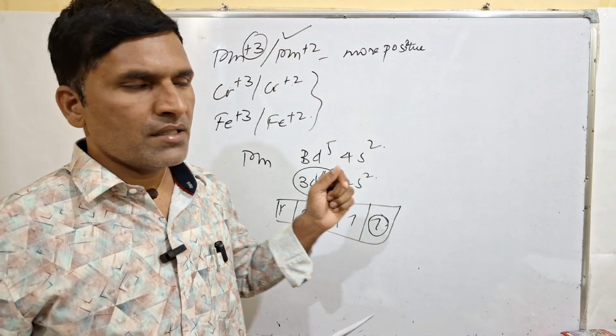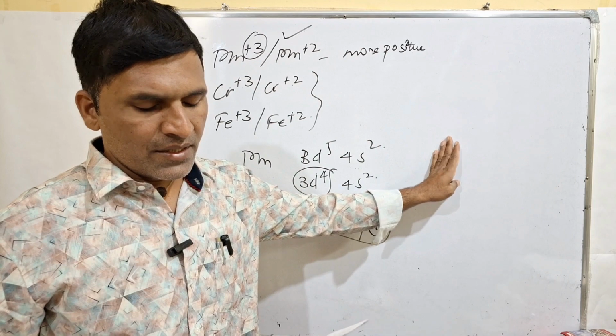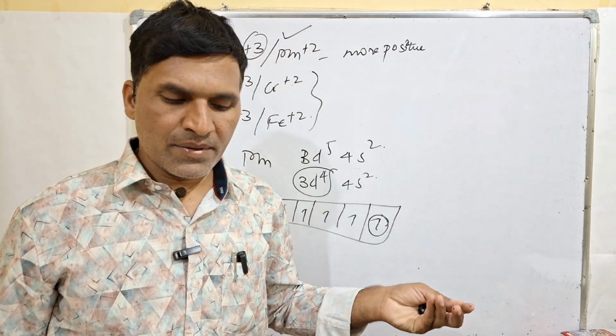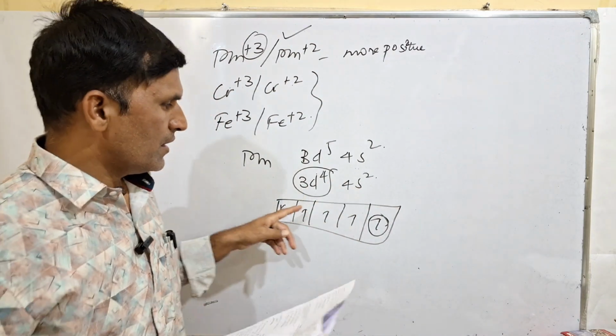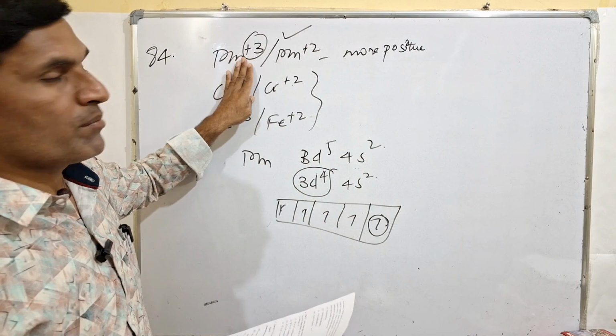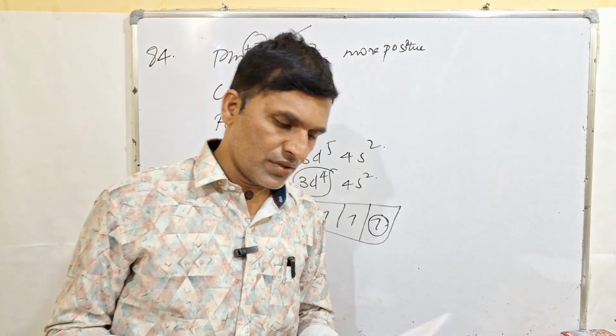This is because of what? Change in configuration from d4 to d5, d3 to d5, d5 to d4, d5 to d2, like that is being given. And your option is it is changing from d4 to d5 and it converts from Mn plus 3 to Mn plus 2. Okay. So let us move on to the next question.